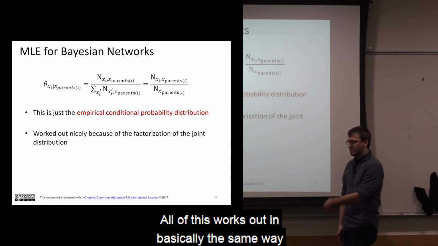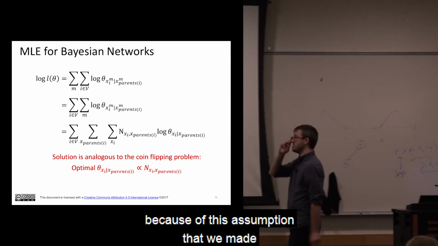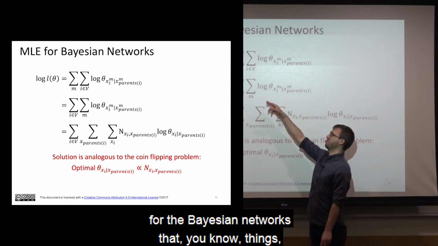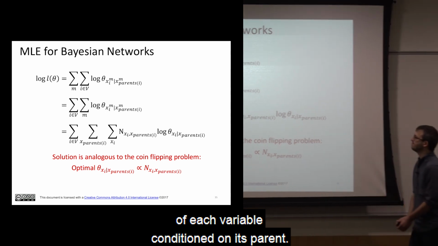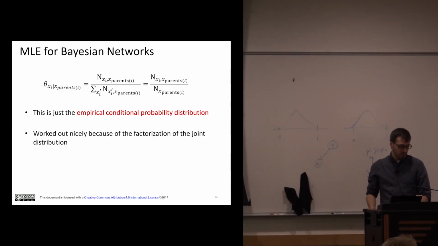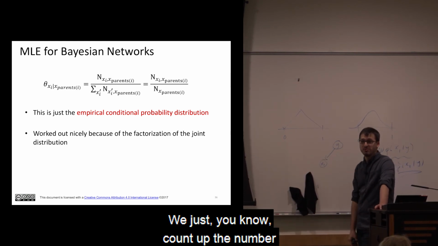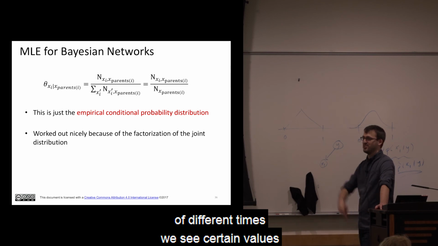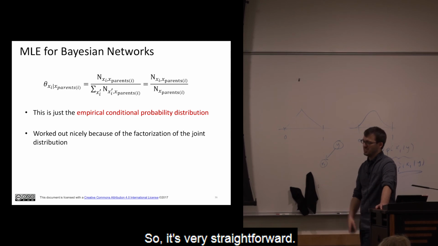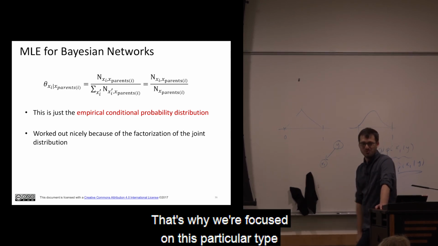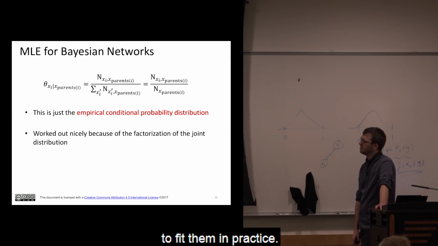All of this works out in basically the same way as the coin flipping problem, and that's basically just because of this assumption that we made for the Bayesian networks that it can be written as a product of conditional probability distributions of each variable conditioned on its parent. So fitting Bayesian networks to data is very easy. We just count up the number of different times we see certain values in the data set, divide by the total number of values, to fit these things. So it's very straightforward. Like I said, that's why we're focusing on this particular type of probabilistic model, because it's easy to fit them in practice.